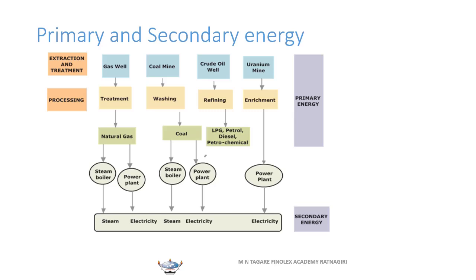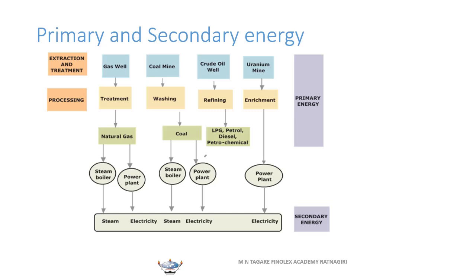Now let us see the figure, so that we will come to know the exact difference between primary energy and secondary energy. You will find all the primary energy sources are used a little bit in extraction. After extraction, treatment and processing, those primary sources are made available. So natural gas, coal, LPG, petrol, diesel, petrochemical products, or uranium. All these natural resources, after getting them through well or mine, are treated, and after that they are made available and supplied to different types of equipment. For example, natural gas can be supplied to a steam boiler or power plant.